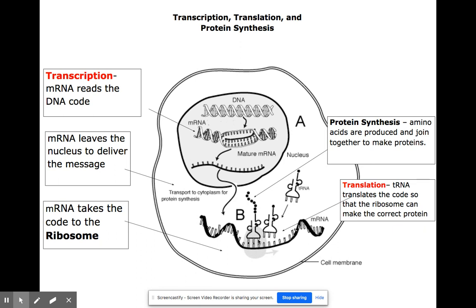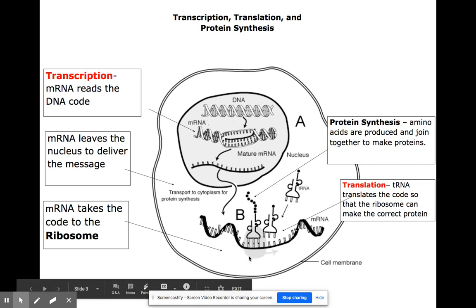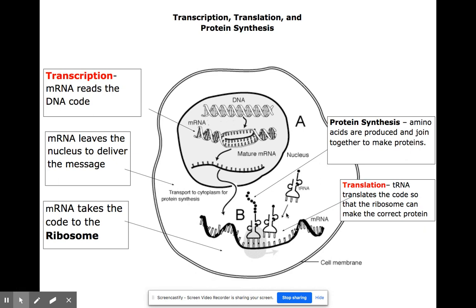Once the mRNA finds the ribosome, then we can start the second process, which is translation. So, translation is essentially what it sounds like. They are going to translate the code from the mRNA. And so, in translation, we have these molecules called tRNA that come in and are specifically able to translate the code into a protein.